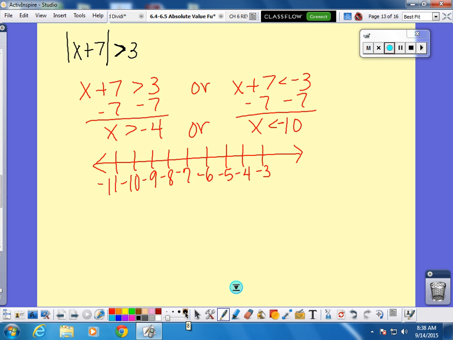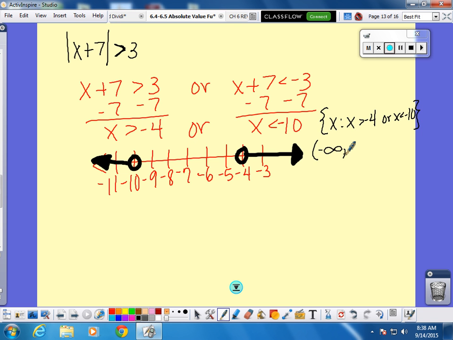Or, we don't have to do above and below. We're not worried about where they intersect. We're just putting down exactly what it says. So, greater than negative 4, less than negative 10. Again, there's what I was suspecting would happen. You've got two rays going in opposite directions. So this will be the set of x's such that x is greater than negative 4 or x is less than negative 10. This goes from negative infinity to negative 10.